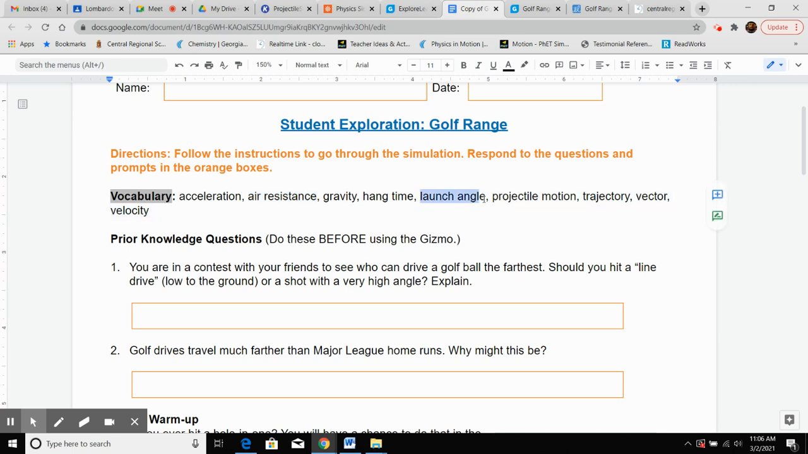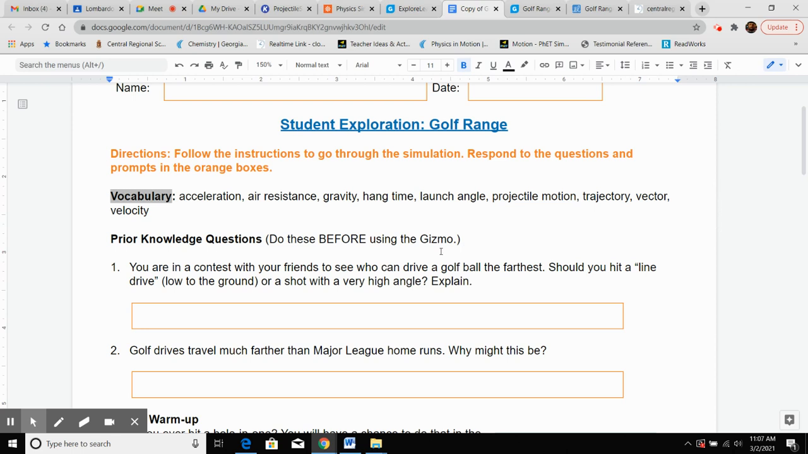Launch angles should be relatively straightforward. The angle at which we're launching it from the ground, from the horizontal. Hang time is essentially just the total time the object is in the air. And trajectory, hopefully you guys are somewhat familiar with that term from years of math that you've done. It's going to be like the path that the object takes through the air.